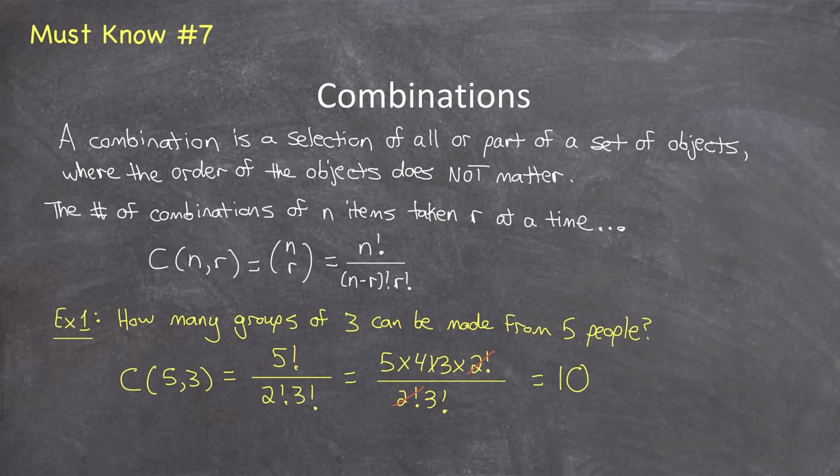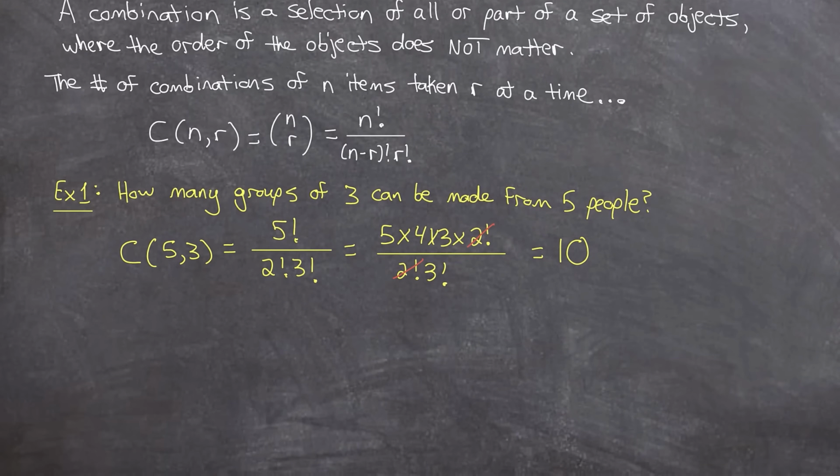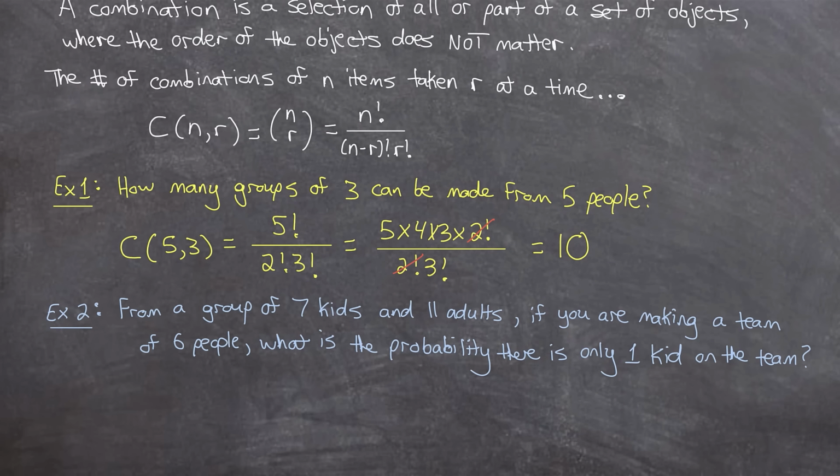And let's do one more example where we have to calculate a probability that's going to involve combinations. This question says, from a group of 7 kids and 11 adults, if you're making a team of 6, what's the probability there's only 1 kid on the team? To calculate the probability that there's exactly 1 kid on the team, I would have to do the number of teams that have exactly 1 kid and divide that by the total number of teams. So divide that by the number of elements in the sample space.